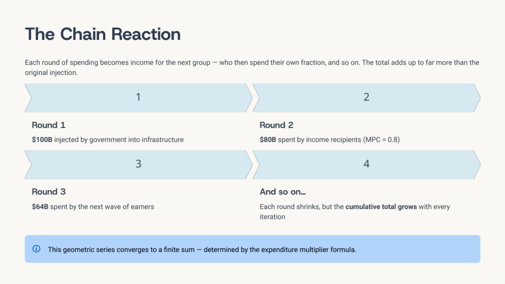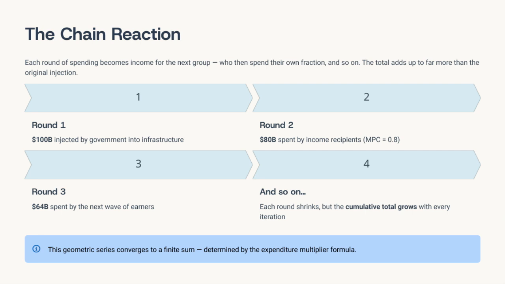For example, in the next wave of earners, we see $64 billion spent. Then, in the following round, income recipients spend about $80 billion, assuming a marginal propensity to consume of 0.8. Before that, the government injected $100 billion into infrastructure in the first round. And here's the key point.